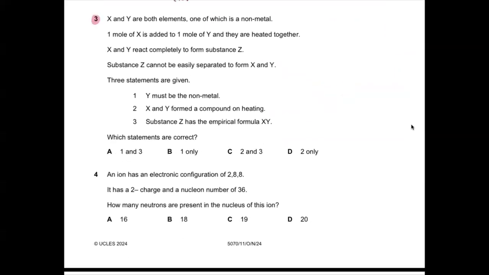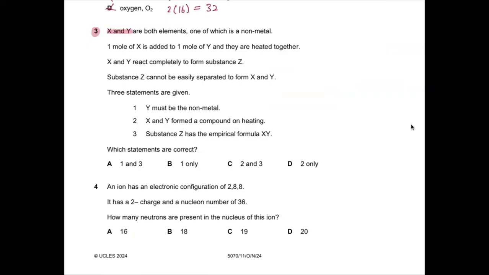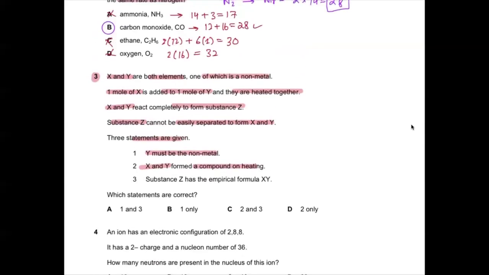Now MCQ number 3. X and Y are both elements, one of which is a non-metal. 1 mole of X is added to 1 mole of Y and they are heated together. X and Y react completely to form substance Z. Substance Z cannot easily be separated to form X and Y. So it means a chemical reaction occurred and Z is a compound, right? Three statements are given. Y must be a non-metal. X and Y form a compound on heating. Substance Z has an empirical formula of XY. Which statements are correct?